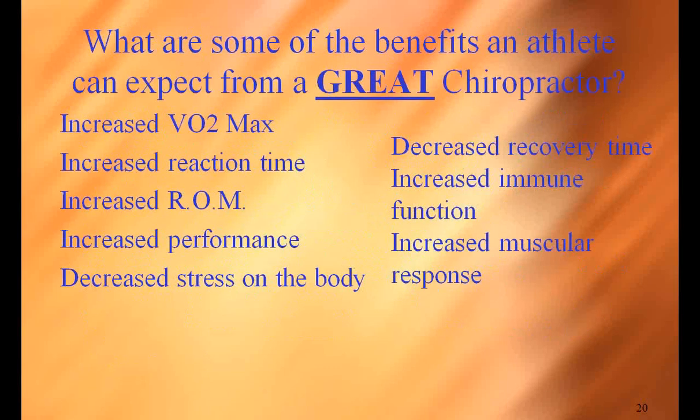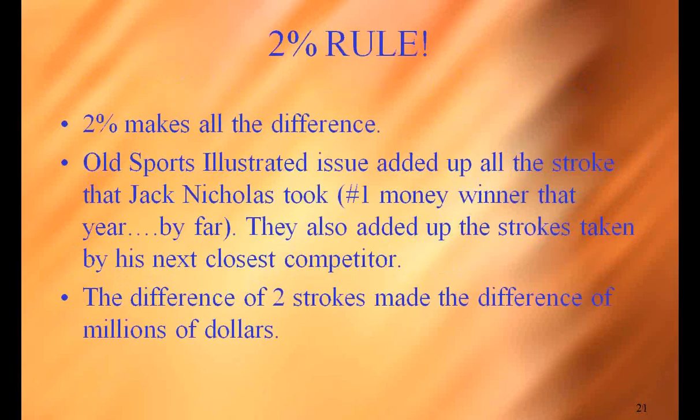So as we go on tonight, what we're going to want to do is cover a lot of the benefits an athlete can expect from a great chiropractor. Certainly, we've got things like increased VO2 max, increased reaction time, increased range of motion, increased performance, decreased stress on the body, decreased recovery time, increased immune system, and increased muscular response. Those are some very common things that athletes can see. And 2% makes all the difference.